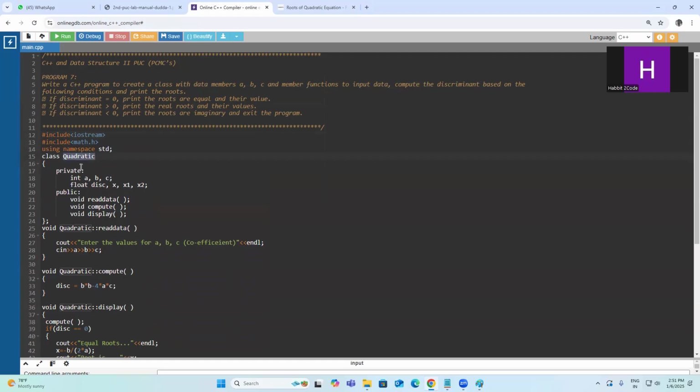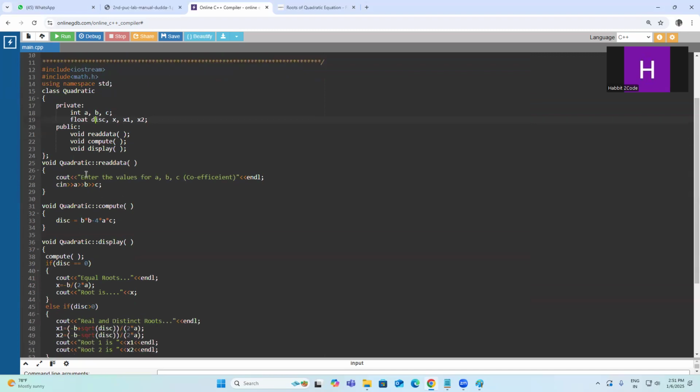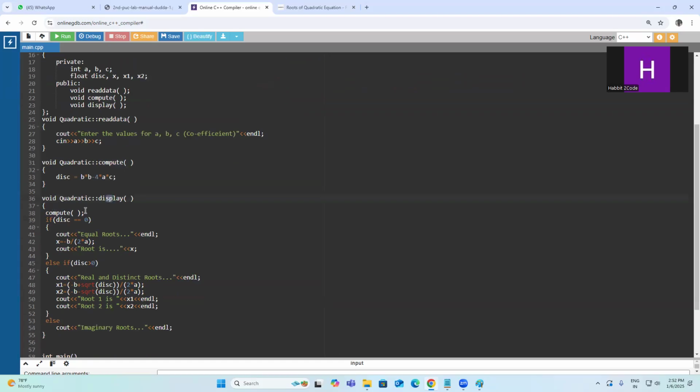The class name is quadratic and it has variables: float a, b, c, discriminant, x, x1, x2, and functions read data, compute and display. Read data takes input values of A, B, C. In compute, they write the definition to calculate the discriminant, b square minus 4ac, so b into b minus 4 into a into c. And in display, they are calling the compute method here itself instead of in the main program.